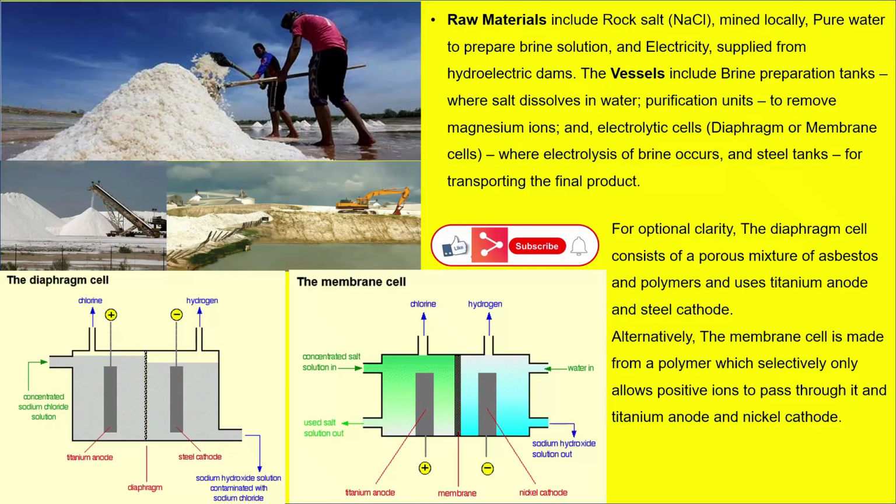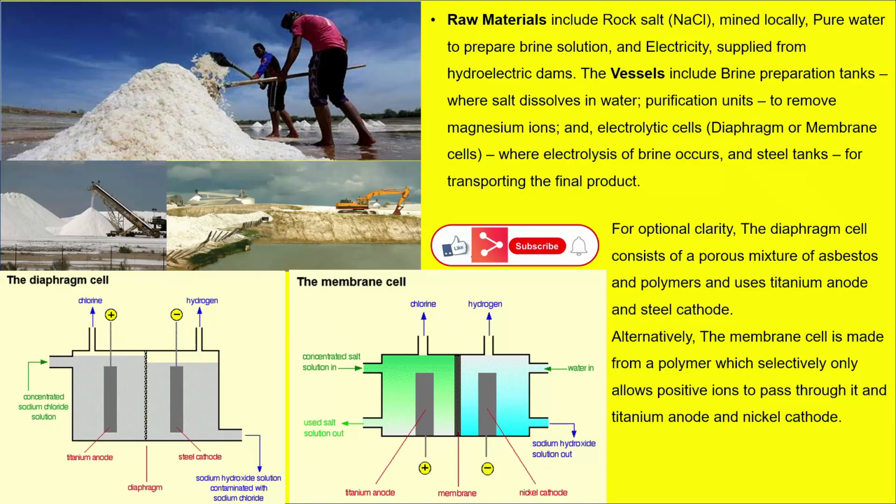The vessels include brine preparation tanks, where salt dissolves in water, purification units, to remove magnesium and calcium ions, and electrolytic cells, diaphragm or membrane cells, where electrolysis of brine occurs, and steel tanks for transporting the final product.